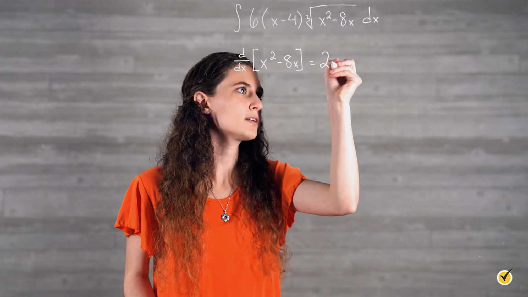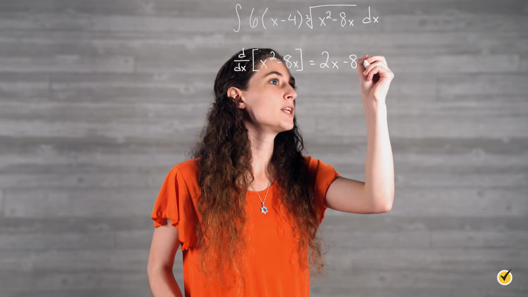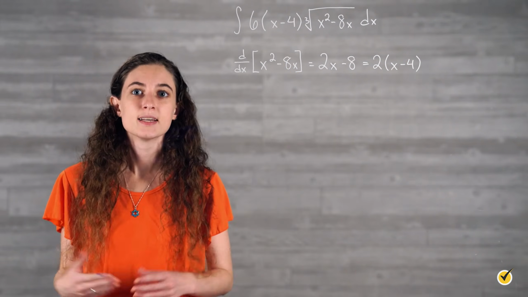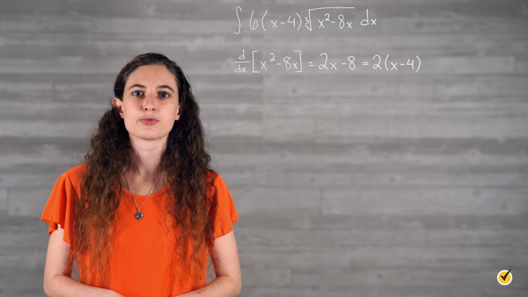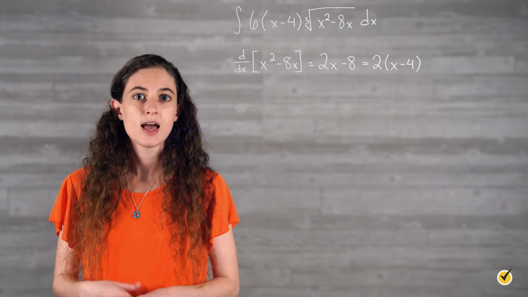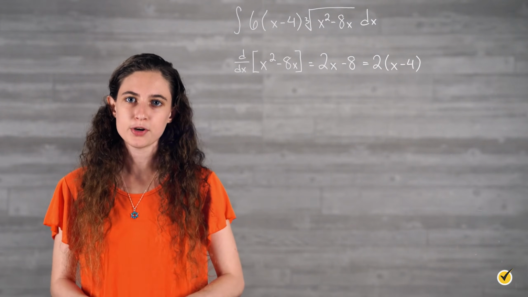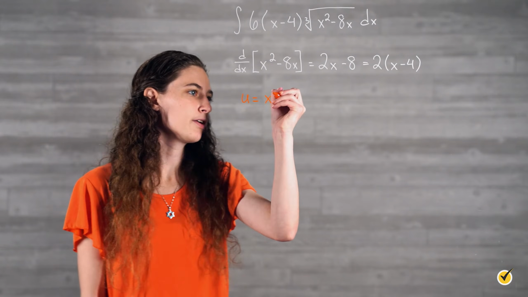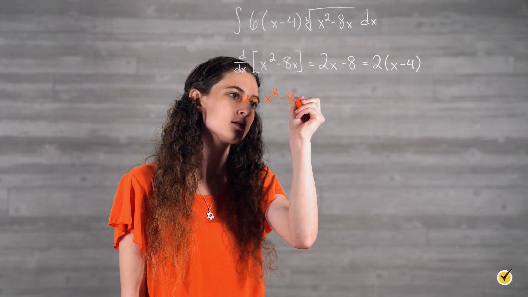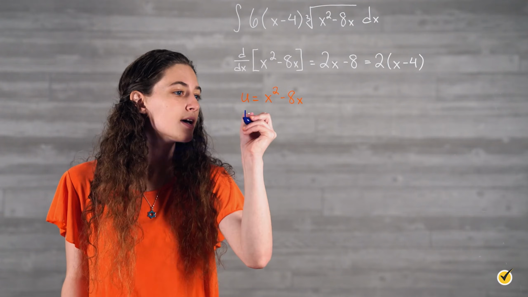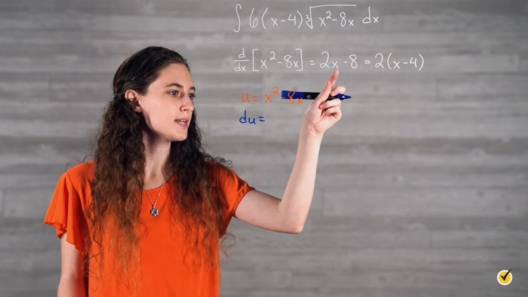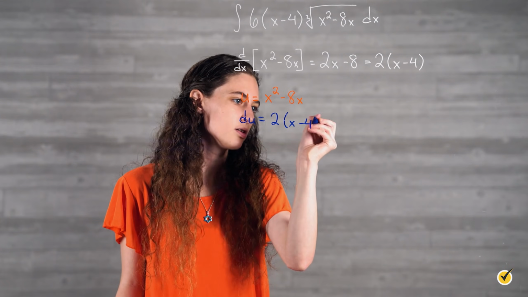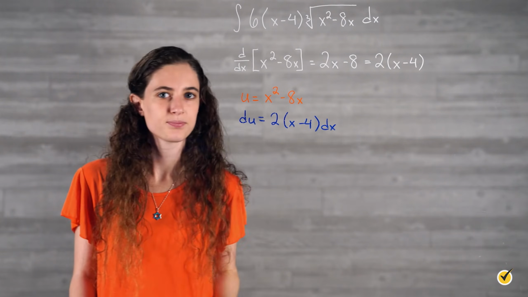This gives us 2x minus 8, which then can factor to be 2 times x minus 4. Since x minus 4 is a multiple of the derivative of x squared minus 8x, x squared minus 8x must be our u. So u is equal to x squared minus 8x, and du is equal to 2x minus 8, which is 2 times x minus 4 dx.